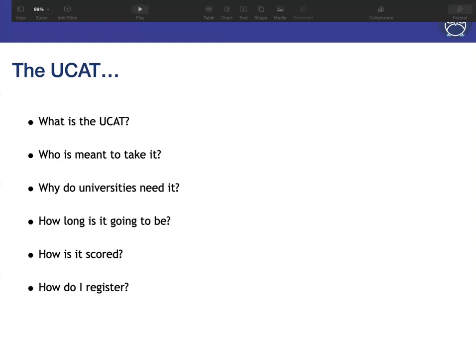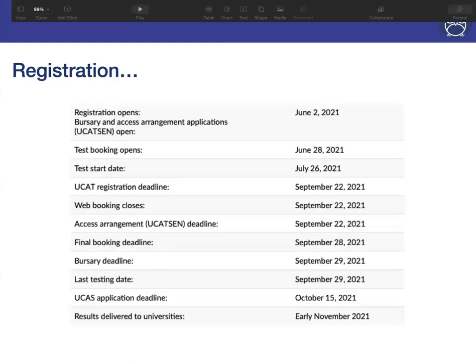Okay, so more about registration. Here are the key dates. This would be important for you, Caitlin. Let me see which one I'm looking at. The first test is on July 26th, I think. Yes, the first test is July 26th. And then the last one is like September 29th.